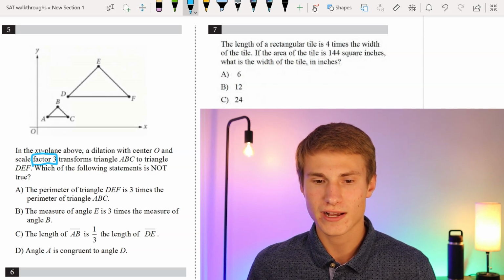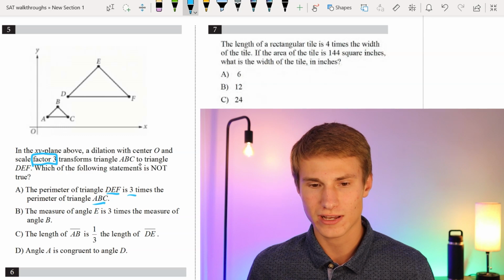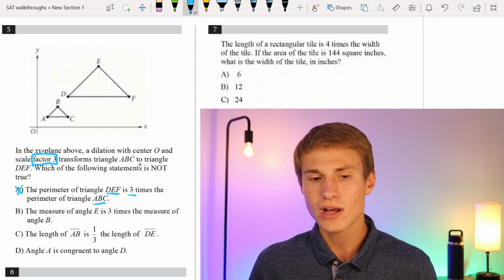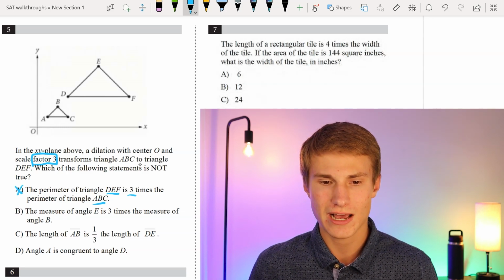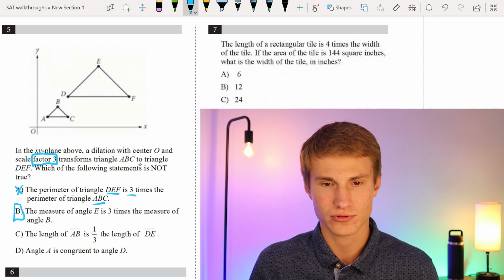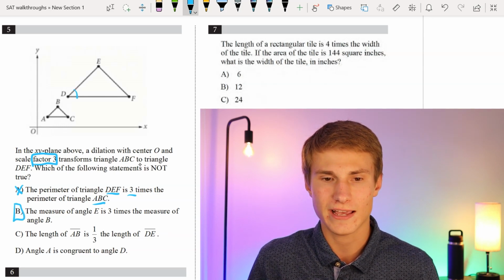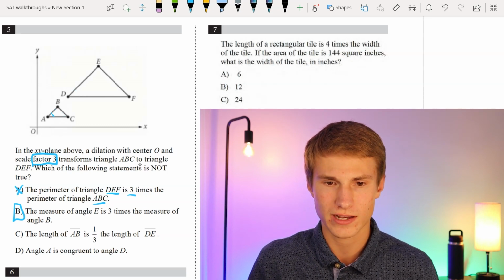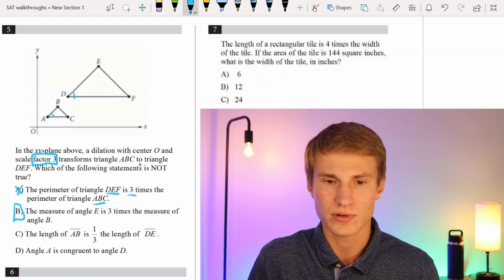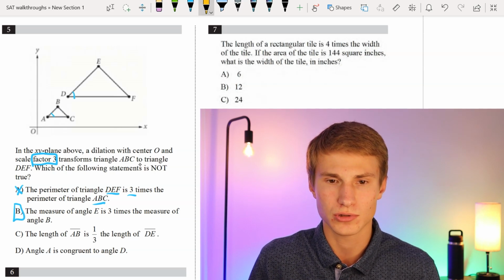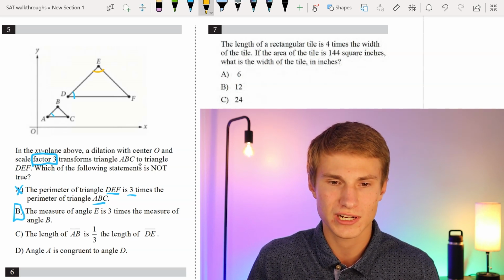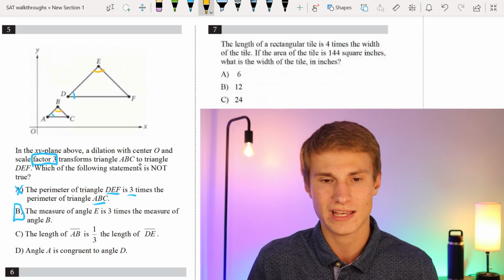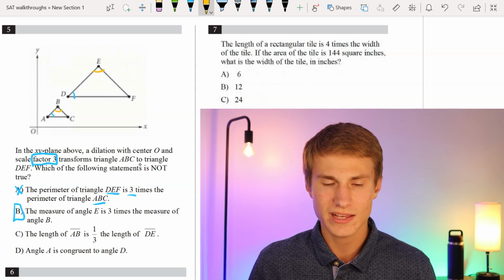Option A says the perimeter of triangle DEF is 3 times the perimeter of triangle ABC. We know that that is going to be true. Option B, the measure of angle E is 3 times the measure of angle B. That will not be true, okay? They're similar triangles, which means that their angle measures are all going to be the same at the corresponding angles. So for example, that angle I marked in blue in ABC is going to be the same as the angle I marked in blue on DEF. The angle I marked in orange on DEF is the same as the angle I marked in orange on ABC, and so on. So our answer there is going to be B.